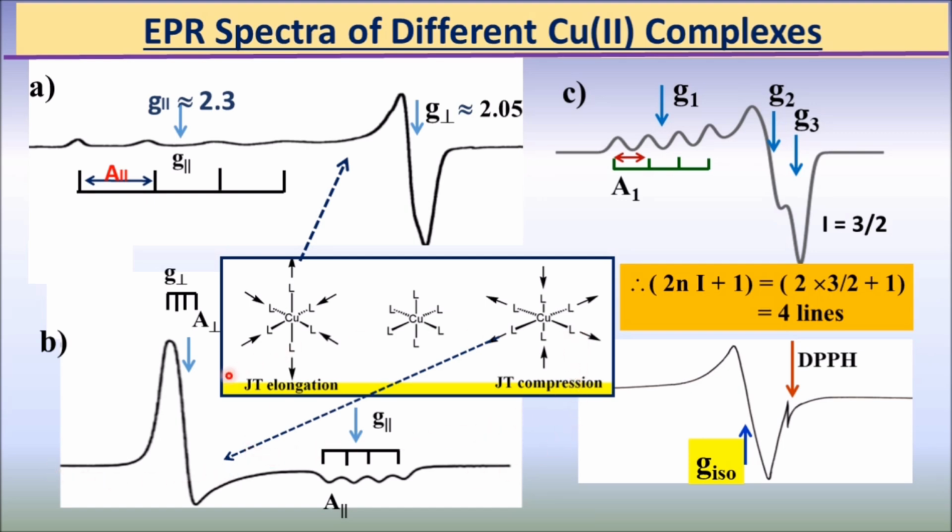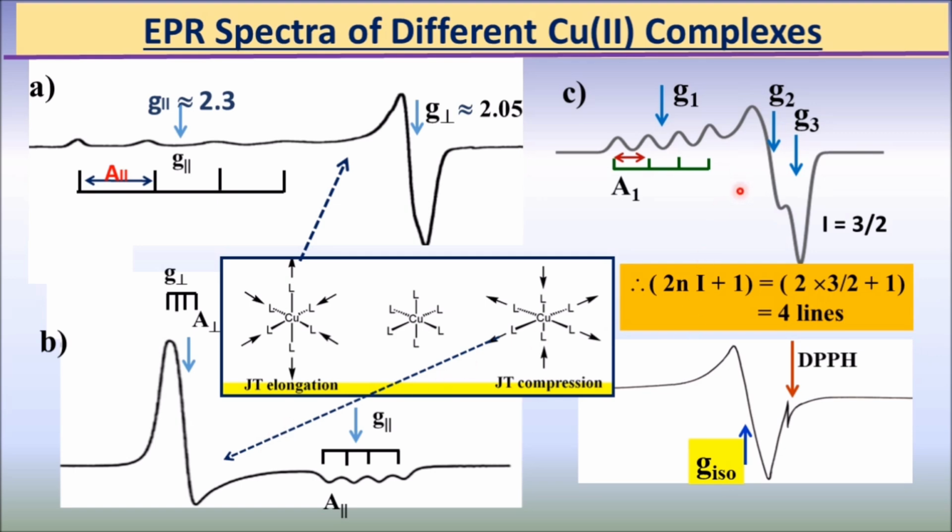There are also copper complexes in the JT compressed state. In this case, g perpendicular is greater than g parallel. If g perpendicular is greater than g parallel, then it is a tetragonally compressed complex.